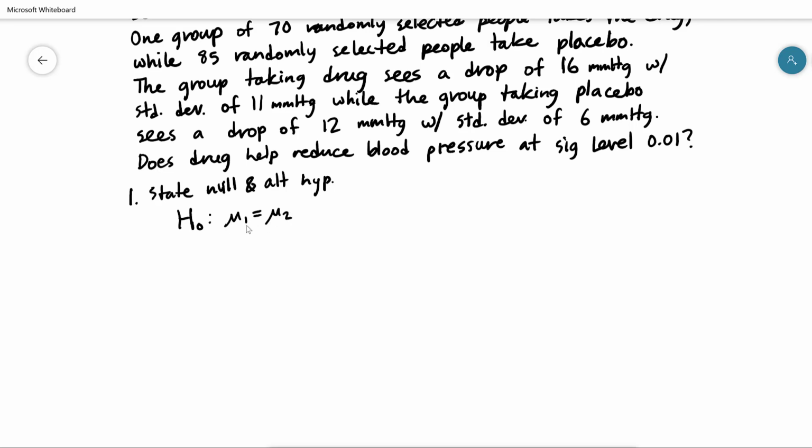The drug's not effective, essentially, is what this is saying. You see the same results either way. So again, we can rewrite that as mu1 minus mu2 equals 0. There's no difference whether you take the drug or not.